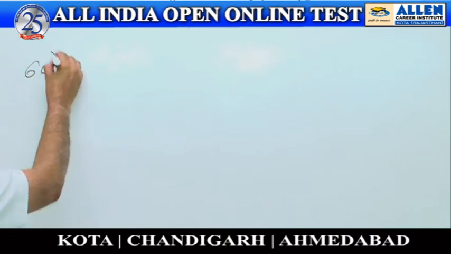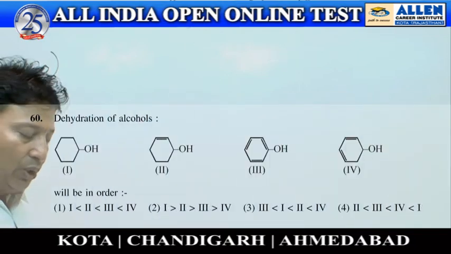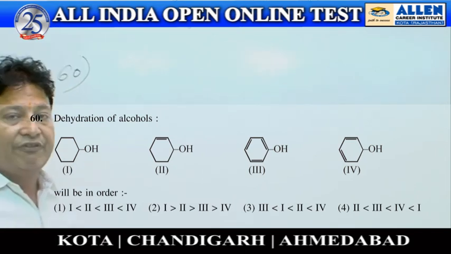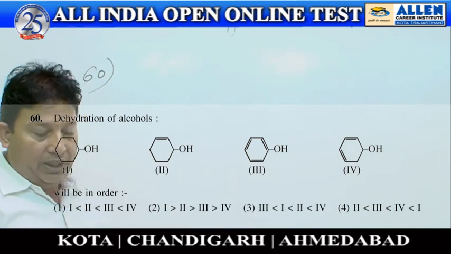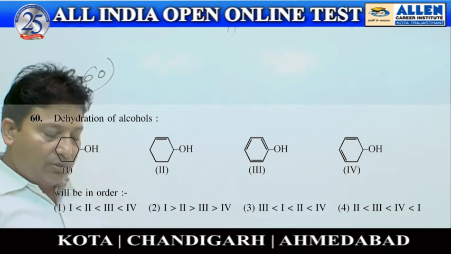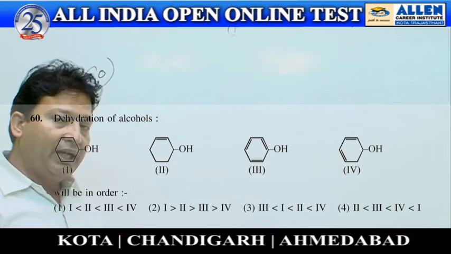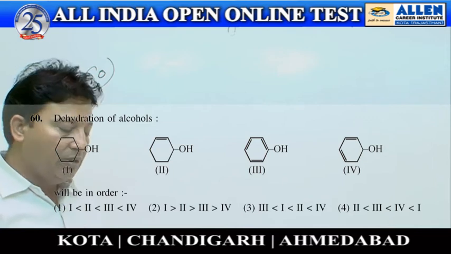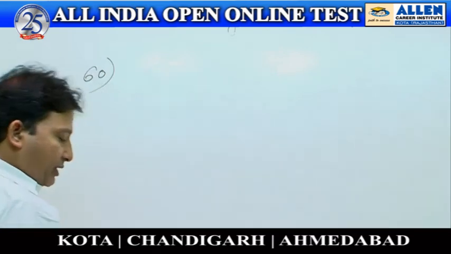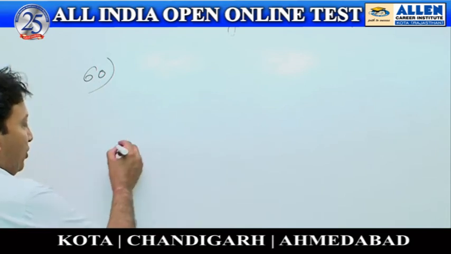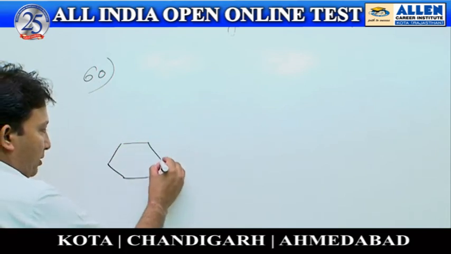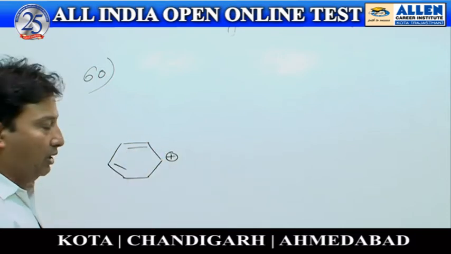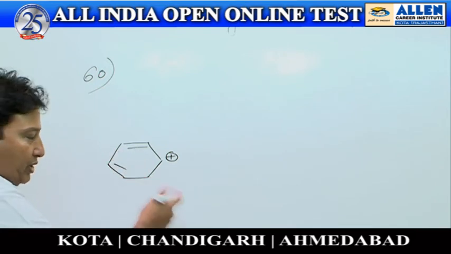In question number 60, dehydration of alcohol mainly occurs through the formation of a carbocation. And in this question, the correct dehydration order is according to the stability of the carbocation, which is most stable in the fourth, because its carbocation is stabilized by conjugation, more conjugation we can say.